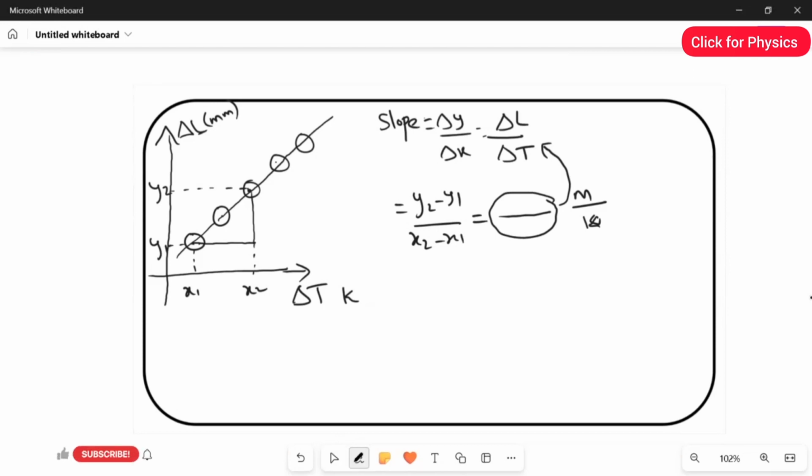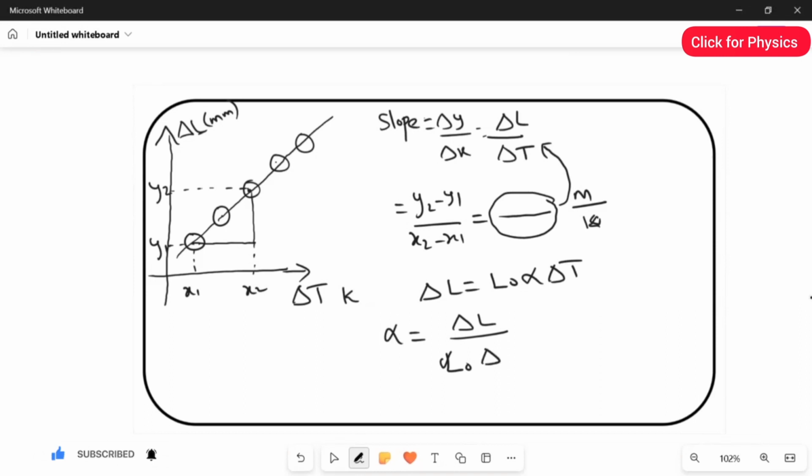Now by using this slope, we are going to find the linear expansion coefficient value alpha. For that I have to take the relation of linear expansion, which is delta L equal to L naught alpha multiplied by delta T. We have to rearrange this equation in terms of alpha. Therefore alpha is equal to delta L divided by L naught multiplied by delta T.